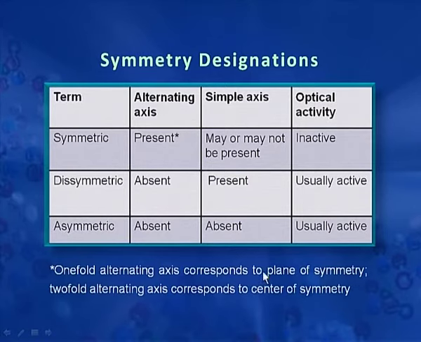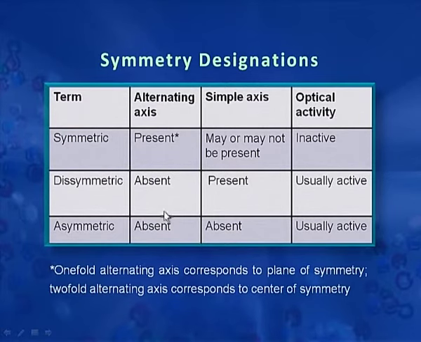Means a molecule which possesses the plane of symmetry will have a one-fold alternating axis of symmetry, and a two-fold alternating axis of symmetry corresponds to center of symmetry. So, these are the symmetry elements about which we can talk in terms of alternating axis of symmetry. If an alternating axis of symmetry is present, the molecule will be optically inactive. Such molecules are called symmetric.